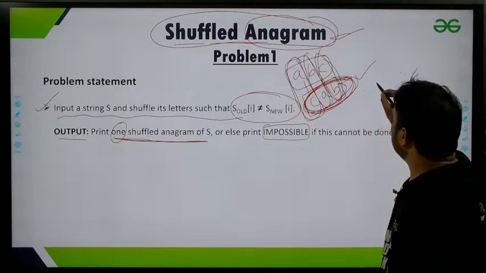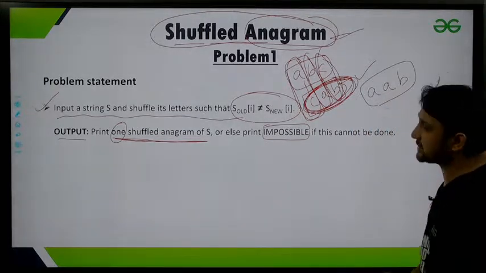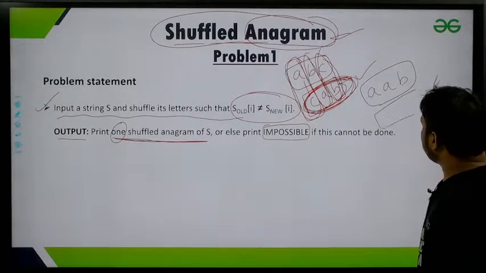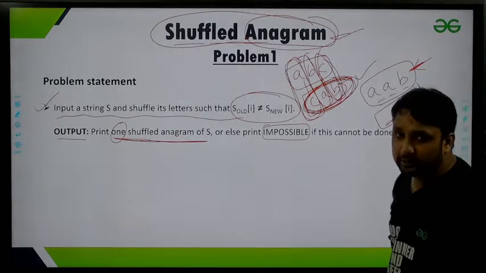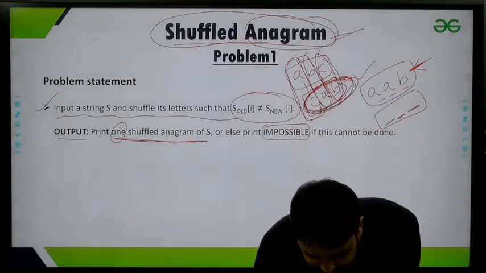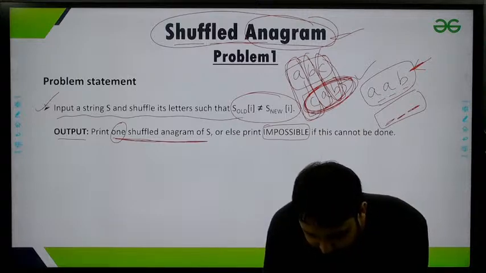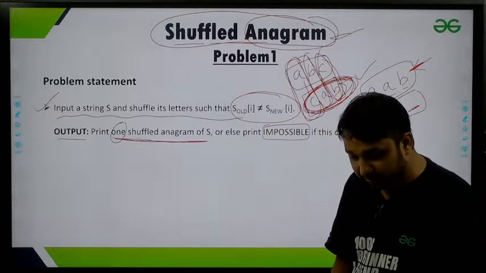For example, can you make a shuffled anagram for this string? Please write in the live chat if you can. This is my input string, please give me a shuffled anagram for AAB. Anybody, please write in the chat. I'm waiting for you people. Please reply so that we can connect with each other.